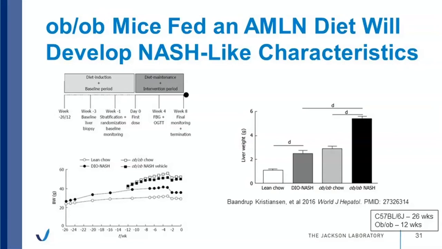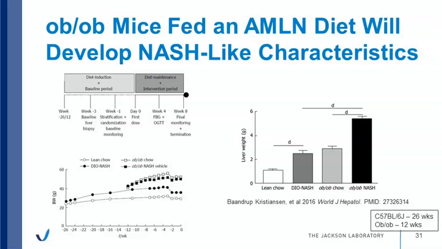A group of investigators challenged the OB mouse model with the amylin diet. This diet, if you remember, contains high fat, high fructose, and added cholesterol. I'll go through the labels with you to avoid confusion. Here they have lean C57 black 6J mice fed with chow, and these are listed as lean chow, or fed the amylin diet, and these are listed as DIO-NASH, D-I-O-NASH. The OB mice were either fed the chow diet, OB chow, or the amylin diet, listed as OB-NASH.